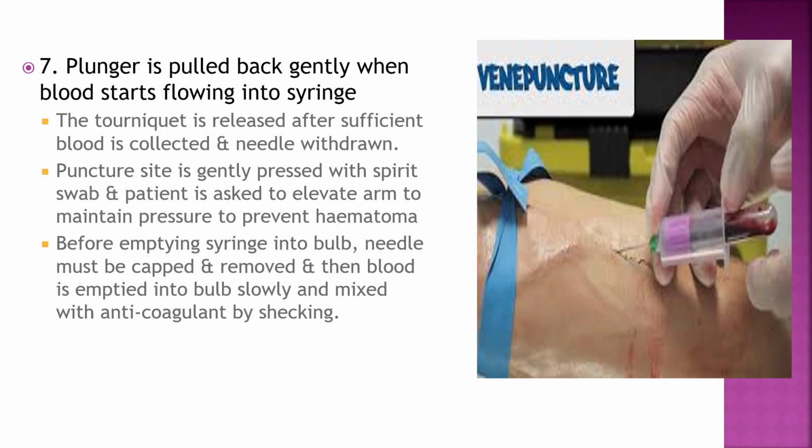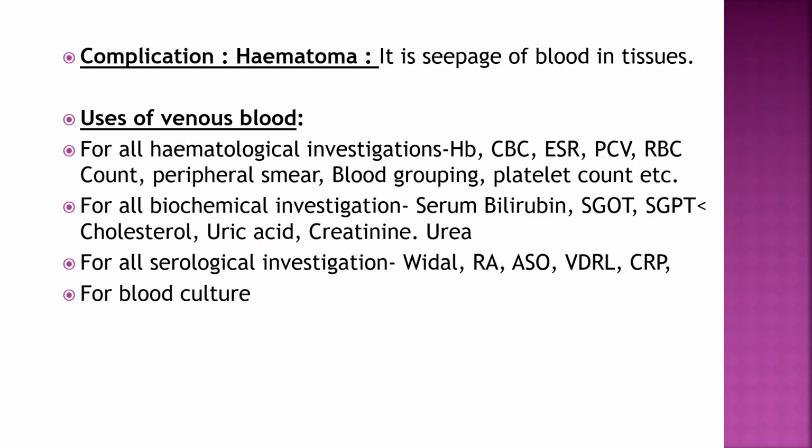The plunger is pulled back gently when blood starts flowing into the syringe. Then remove the tourniquet, collect an adequate amount of blood, ask the patient to open the fist, and then remove the needle and syringe. Put pressure with a spirit swab at the puncture site, and put your collected blood into the appropriate container. Then you have to put pressure for 10 to 15 minutes to avoid complications like hematoma. Hematoma is the seepage of blood into the subcutaneous tissue.